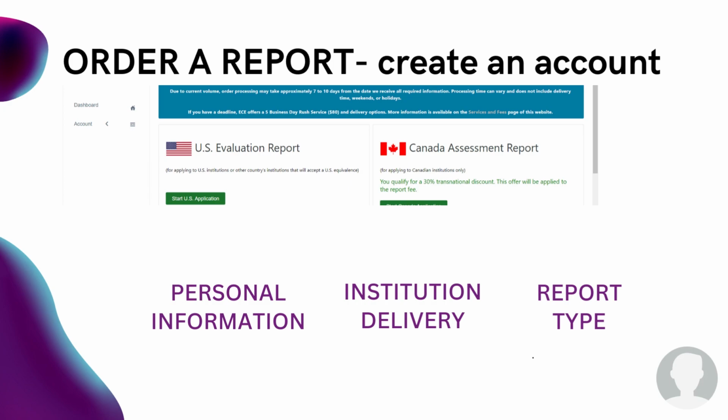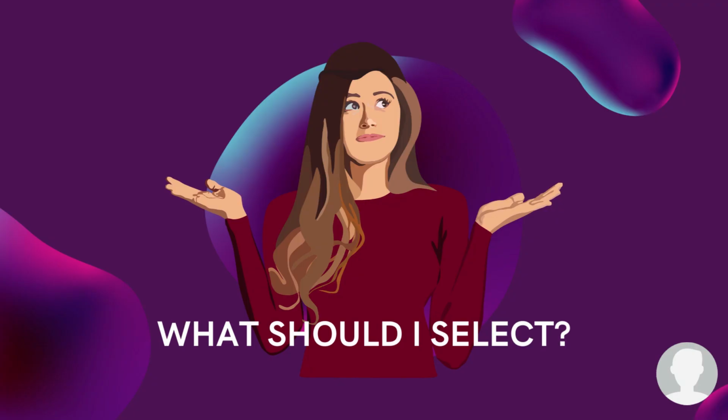Here, it will ask you whether you want a US evaluation report or a Canada assessment report, and it will ask you to fill in your personal information, institution delivery, and report type. Now, here at times, it is possible for us to get confused because since we're applying from Canada, we may think that we have to select Canada assessment evaluation. But if you do that, you will end up in this window.